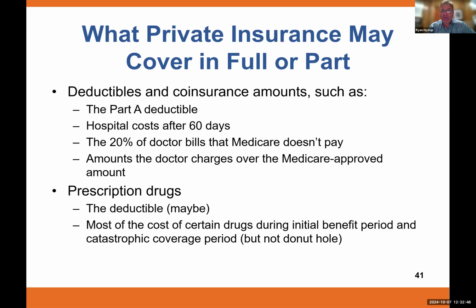What it can cover, full or in part: the deductibles, coinsurance amounts, Part A deductible, hospital costs, the 20% of the doctor's bills, amounts the doctor charges over the Medicare amount. I mean, again, these are all the things that we get good insurance for, to cover these so we're not coming out of pocket for all these things Medicare does not cover.